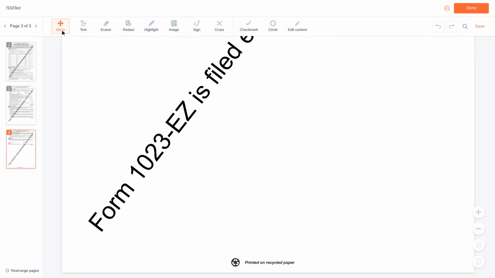Part 3 asks you to attest that the organization is organized and operated exclusively for one or more exempt purposes and will not engage in prohibited activities such as private benefit, lobbying beyond minor limits, or political campaign activity.